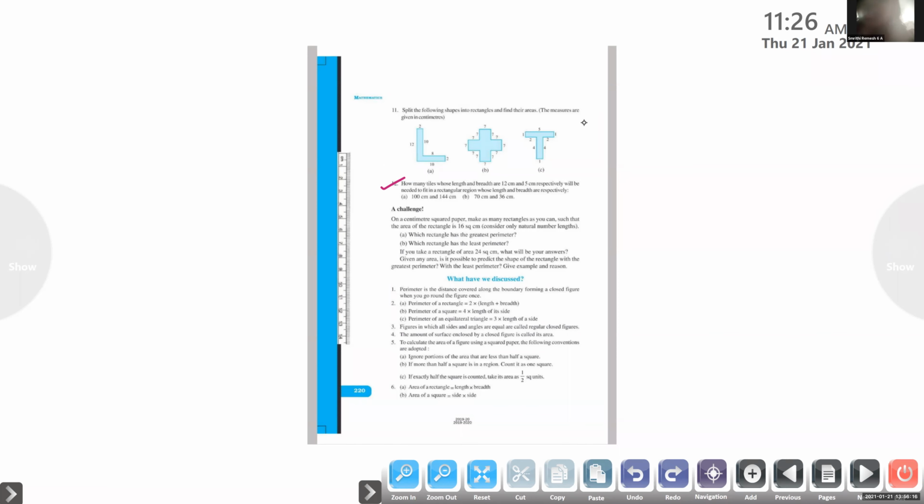Ma'am, first we'll find the area. Area of the rectangular region divided by the area of the tile. Isn't it? We have tried this. Isn't it? Yes, ma'am. Okay. So the 12th question's answer.